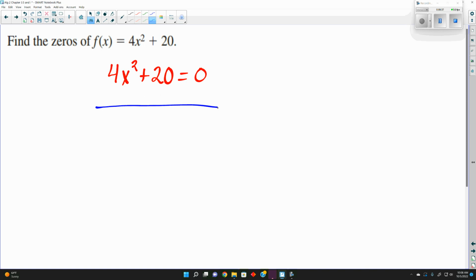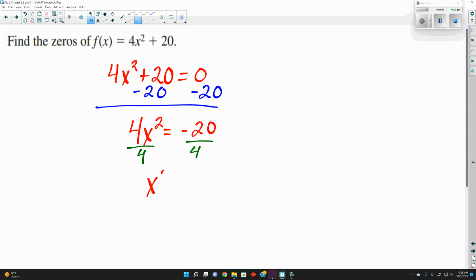Now, luckily for us, there is no middle term, so we can use the square root method, like we've been doing on the last few, and subtract 20 first, which will tell us that 4x squared is equal to negative 20. Then we're going to divide both sides by 4, telling us x squared is equal to negative 5.